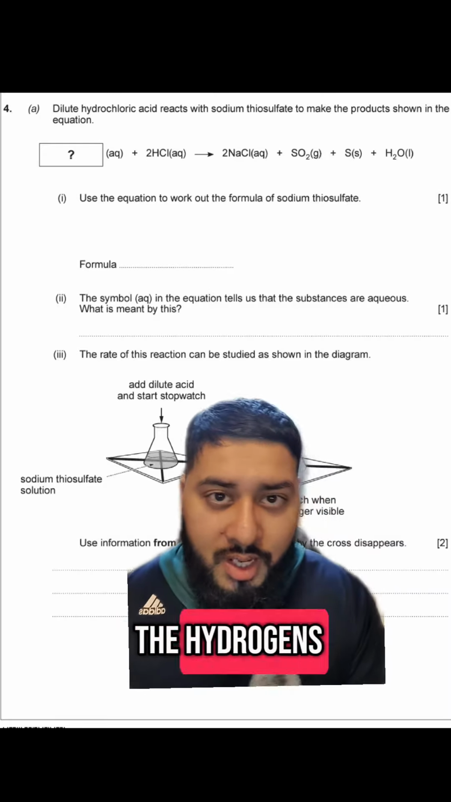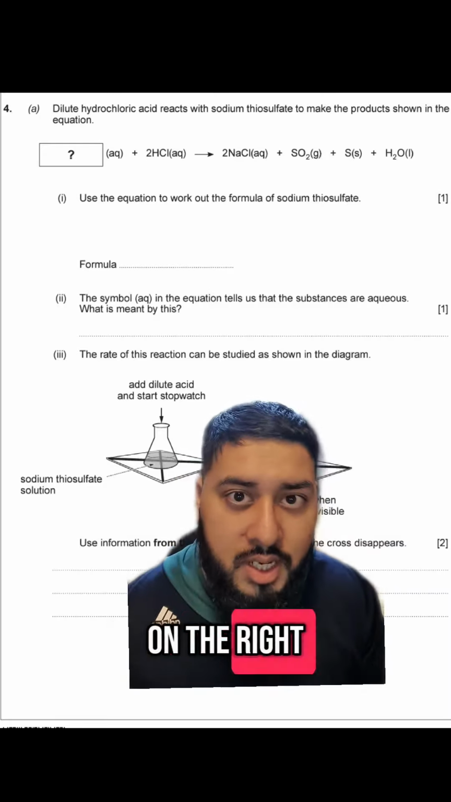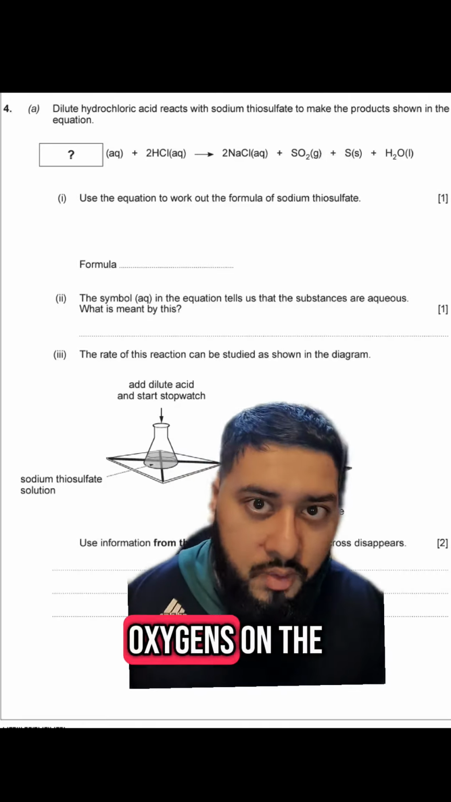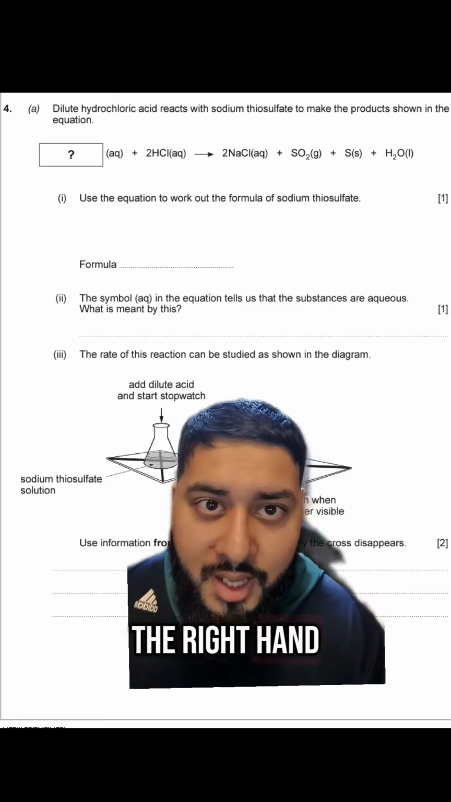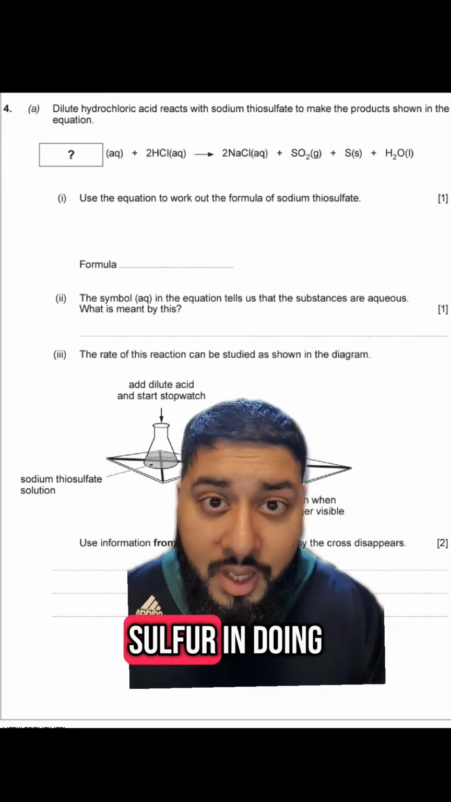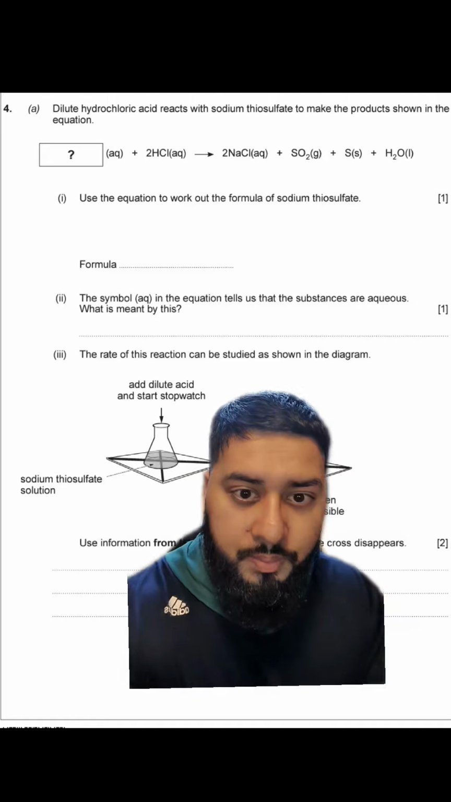Ensure that all the hydrogens on the left hand side match up with all the hydrogens on the right hand side, oxygens on the left equal to oxygens on the right, and similarly chlorines and sodiums on the left equal to chlorines and sodiums on the right hand side. And in doing so, as well as sulfur, you've already got 1 mark.